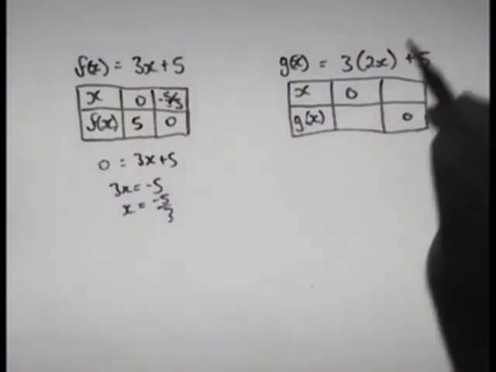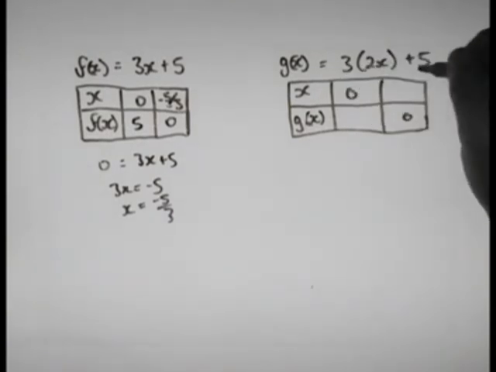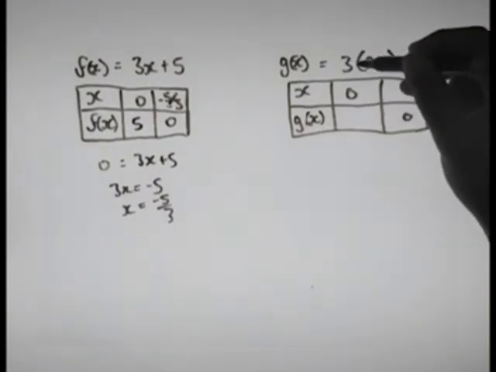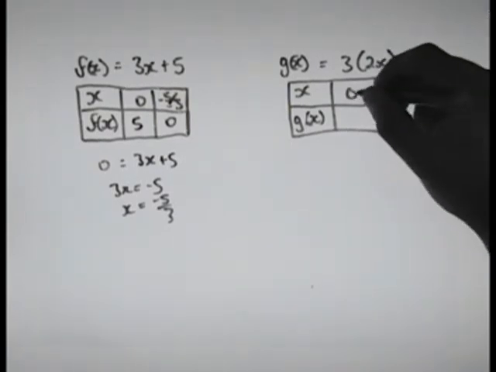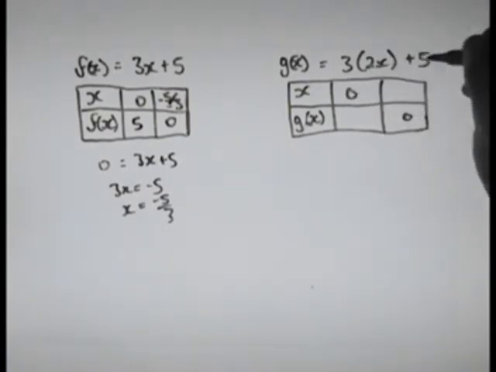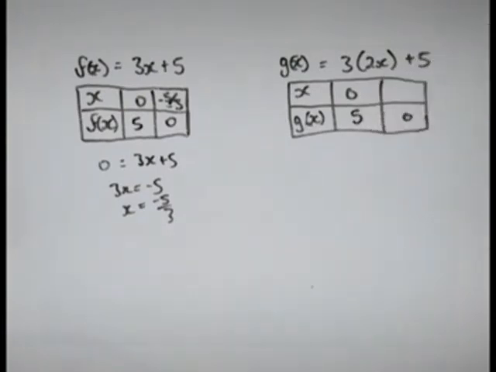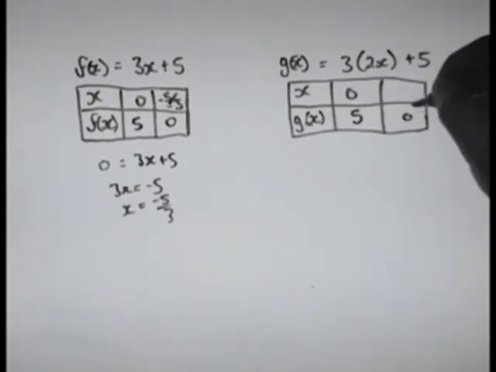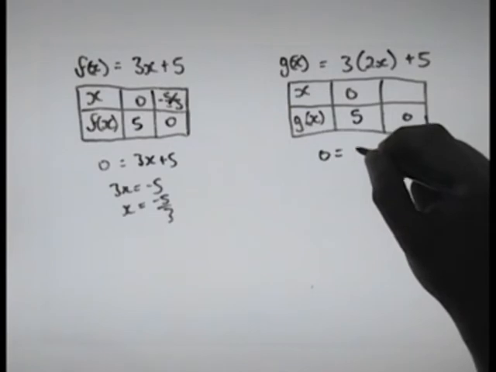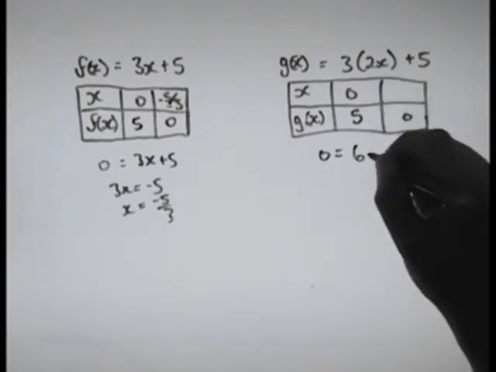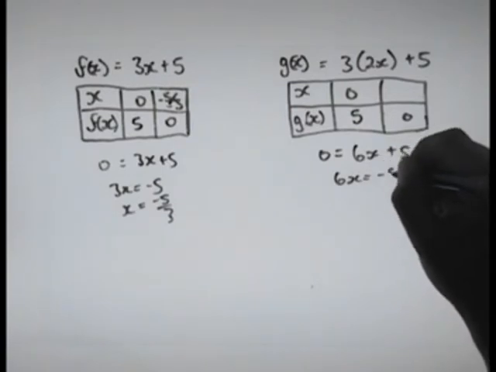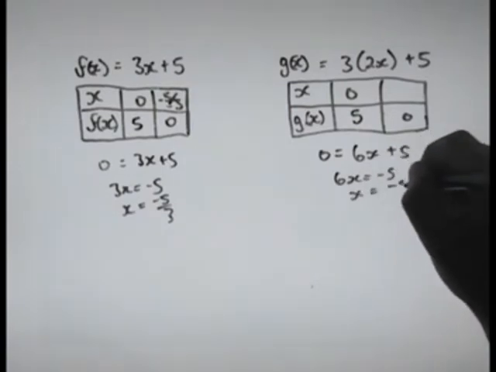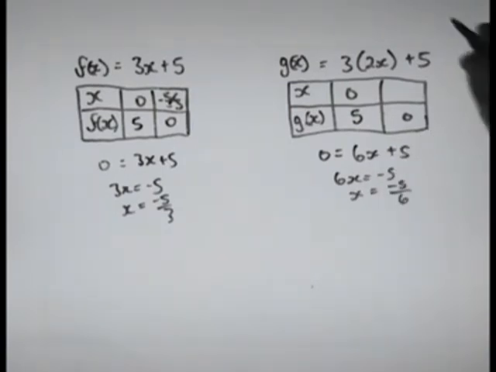Before we sketch it, I'm just going to draw this other graph. g(x) is equal to 3 times 2x plus 5. When x is equal to 0, that's going to be 0 plus 5, which is 5. When y is equal to 0, that's going to read 0 is equal to 3 times 2x, which is 6x plus 5. 6x is equal to negative 5. x is equal to negative 5 over 6.